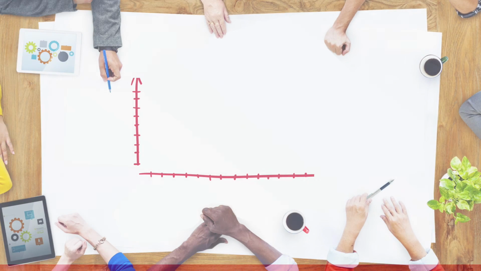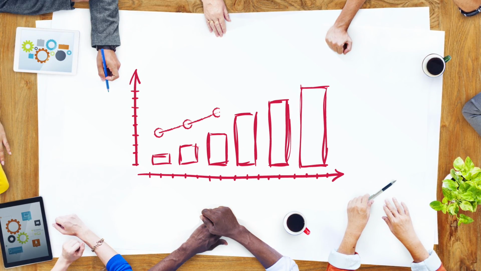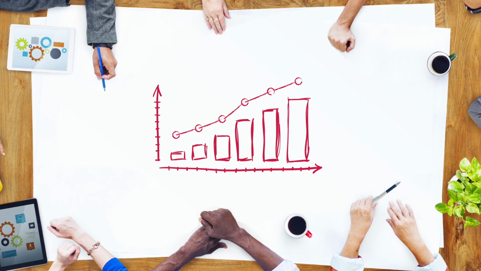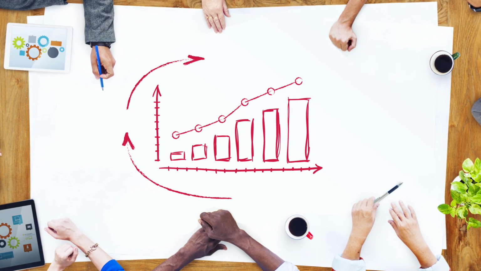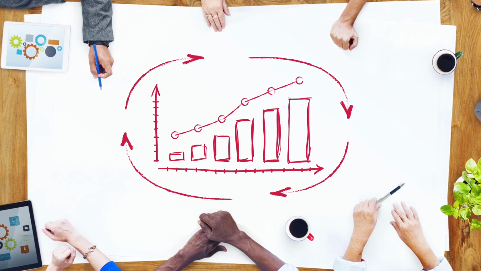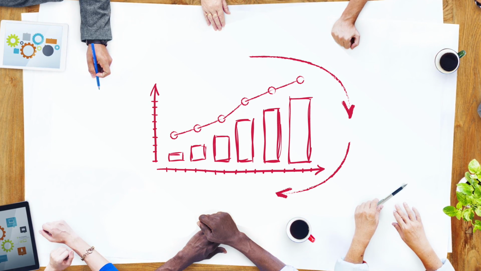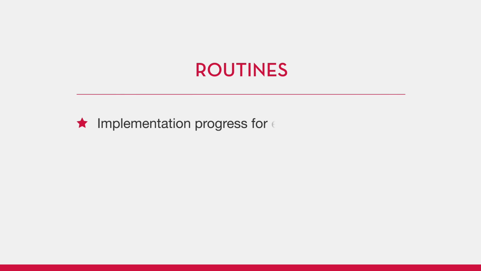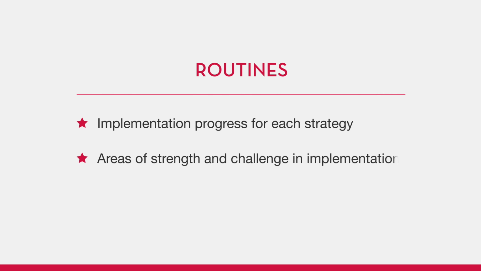The plan you have developed already contains the nuts and bolts you will need to monitor progress. Now we will discuss the system needed for your team to regularly assess progress toward your goals. We will refer to this system as routines. Good routines help the school planning team develop a common understanding of implementation progress for each strategy, areas of strength and challenge in implementation, and the next steps needed to stay on track.